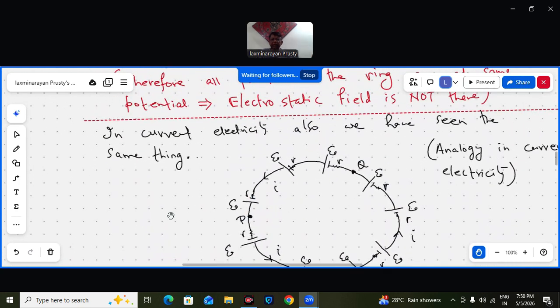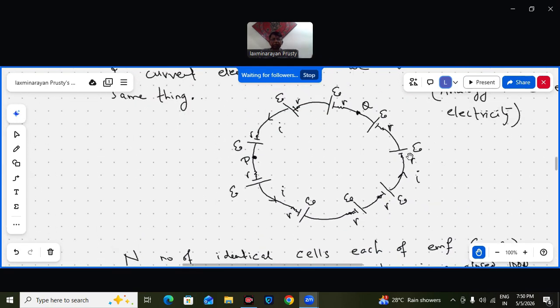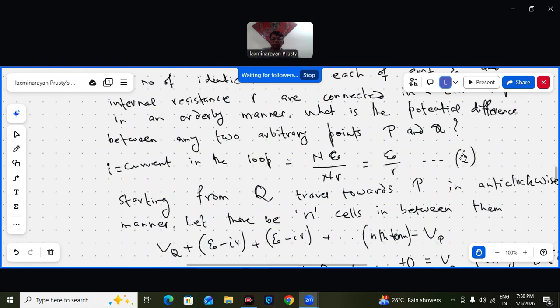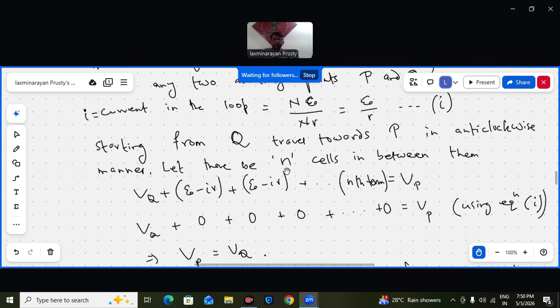Let's say there are n cells in this. Total number of cells is capital N, and between Q and P there are small n number of cells. So Q to P, I am traveling anticlockwise. So VQ plus E minus IR plus E minus IR plus, like that up to the nth term, we will get VP.